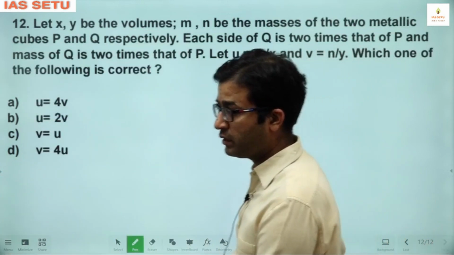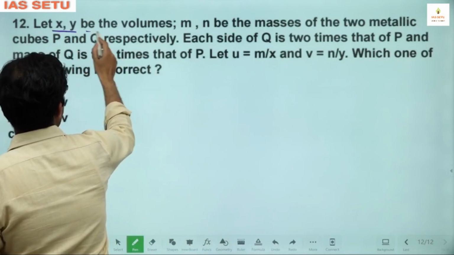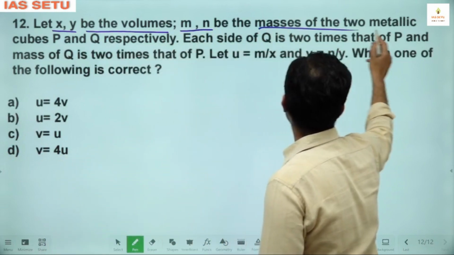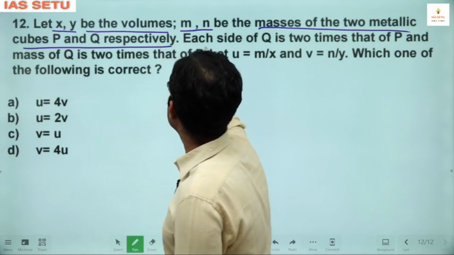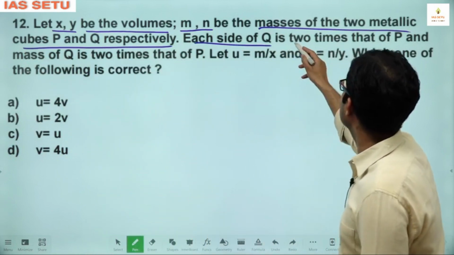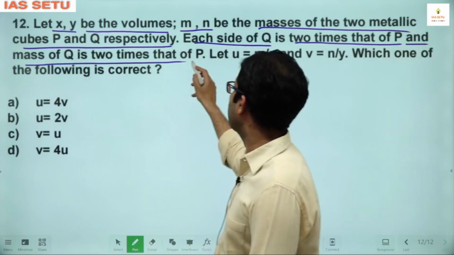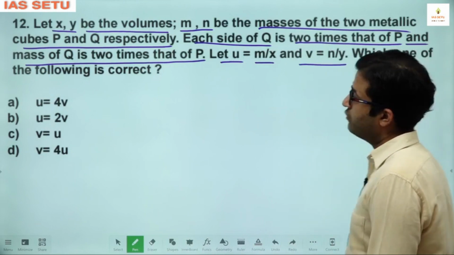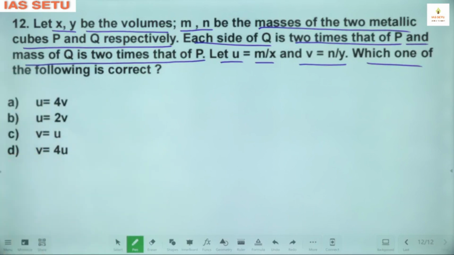Question number 12. Let x, y be the volumes, and m and n the masses of two metallic cubes, p and q respectively. Each side of the cube q is 2 times that of p, and the mass of q is 2 times that of p. Let u is equal to m upon x, v is equal to n upon y. Which one of the following is correct? It was asked in 2020. Now first you try this question.